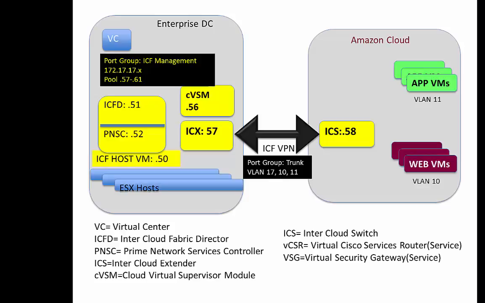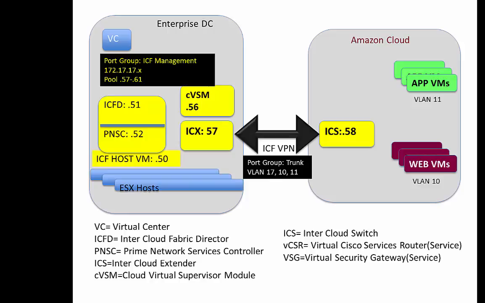So, to bring everybody in sync, where we are right now: on the left side is your enterprise data center, and on your right side is your Amazon cloud. In the data center, we have your virtual center host, and we have deployed the ICF host VM. On top of that, there is ICFD, PNSC, CVSM, ICX. What those things are, I explained in the previous sessions, so I'll not go back again, but you can see the abbreviations at the bottom.